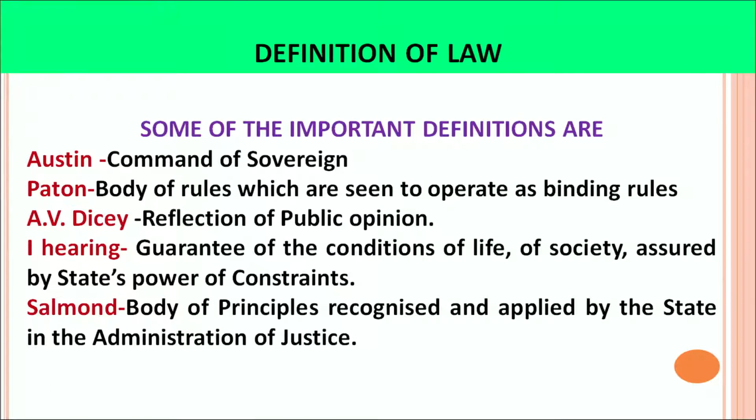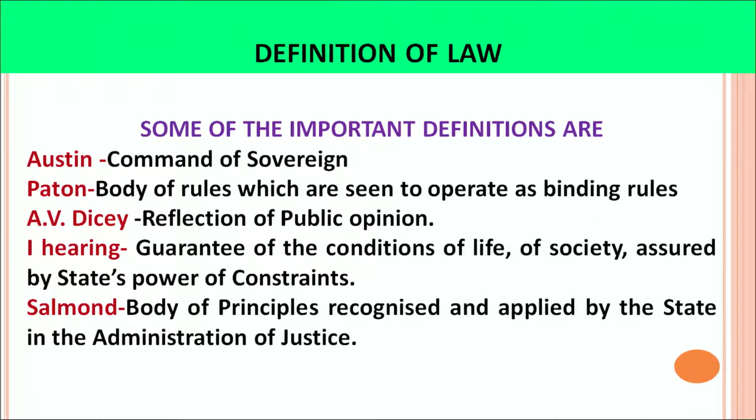So there are various definitions of law which are propounded by various renowned jurists from around the world. Some of the important definitions are given on the screen. The first important definition is the one given by Austin. He gave the theory of command of the sovereign. According to him, the law is given by the sovereign, that is the supreme being, to the people to be obeyed, and if they are not obeying that command, then there will be sanction, that is, there will be punishment.